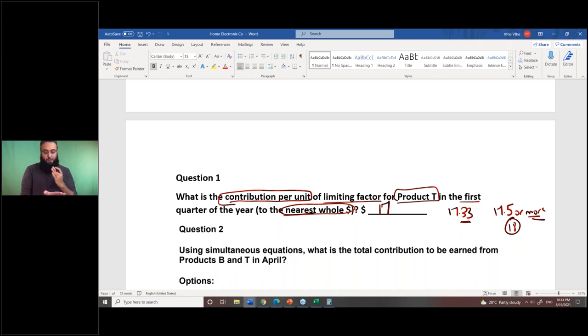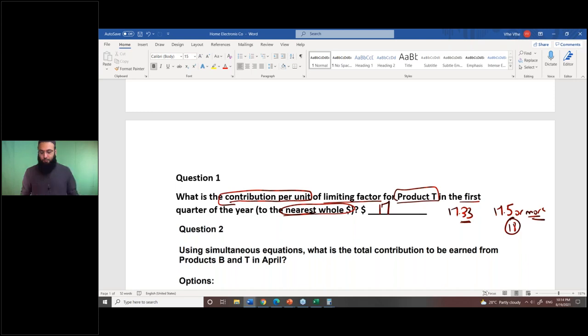Either it's 0.5 or 5 or 50 or 100 or 5,000, whatever, depending on how much the numbers are given here, like in terms of tens, 20s or millions or whatever it is given. Okay, so this is what you have to keep in your mind. So the answer is 17, nearest whole number because it's 17.33. So the answer is 17, right?